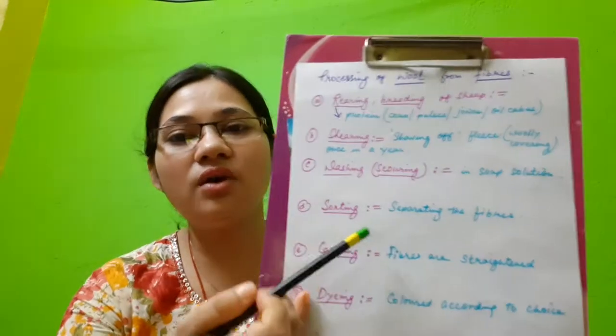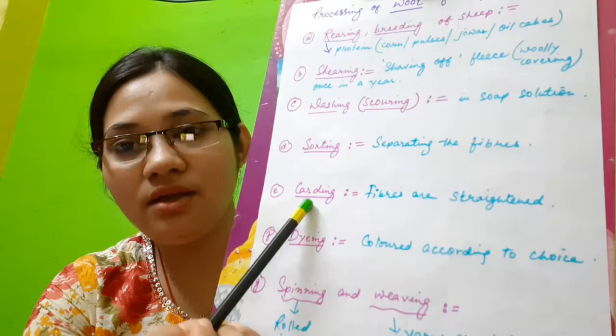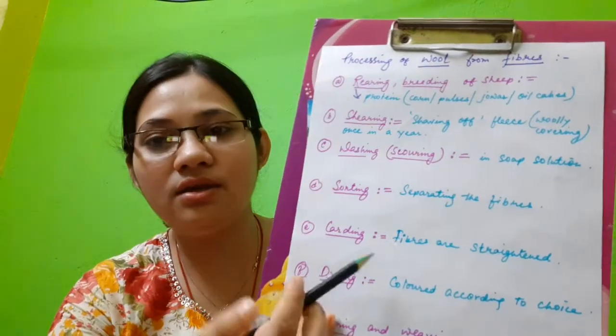Then the next point is sorting. Sorting means the fur is separated according to the length, or the straightened ones are separated from the curly ones. All the fibers are separated into long fibers. So that is called sorting. Then the next one comes carding. Carding means these fibers are kept in a row and hanged, and with the help of a comb they are straightened, that is called carding. Or with the help of a machine also, they are stretched between two pulleys, and the fibers are straightened, that is called carding.